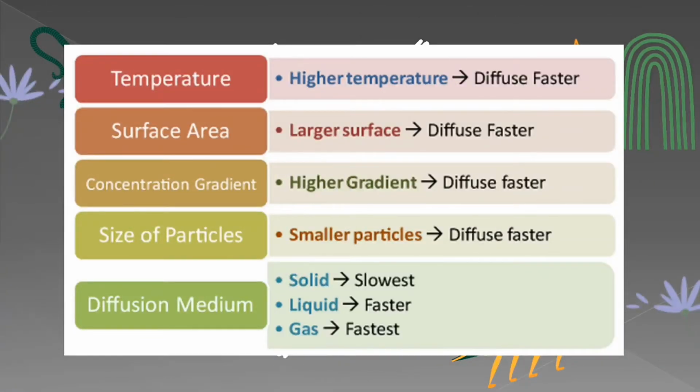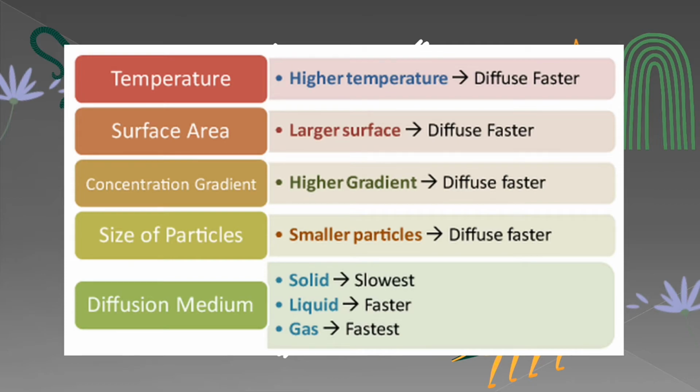Number 1 is temperature. The higher the temperature, the faster the rate of diffusion. When the temperature is high, it increases the rate at which diffusion occurs. We also talk about the surface area. The larger the surface area, the faster the rate of diffusion. We also have the concentration gradient. When we have a higher concentration gradient, it also increases the rate of diffusion.